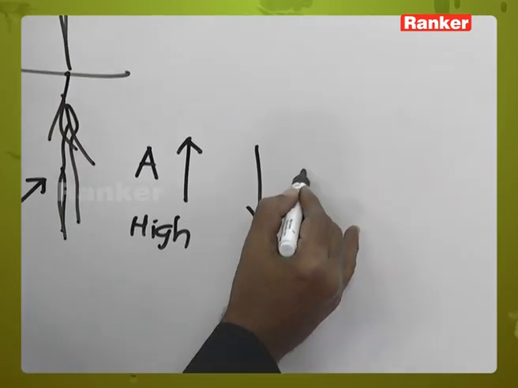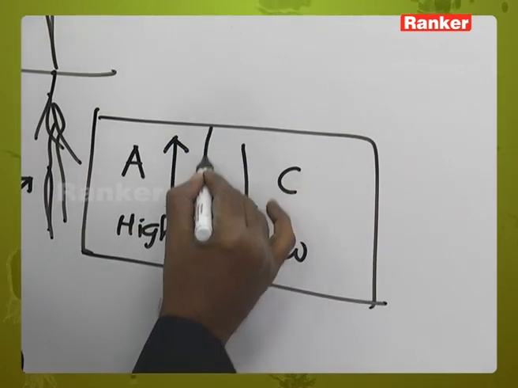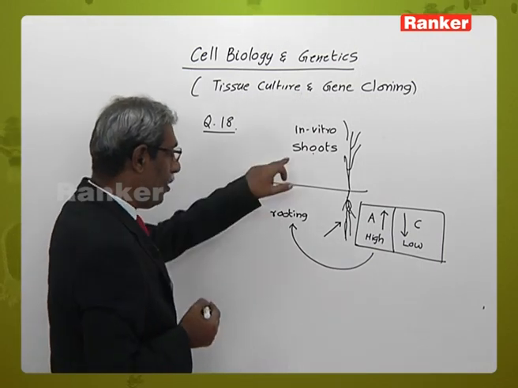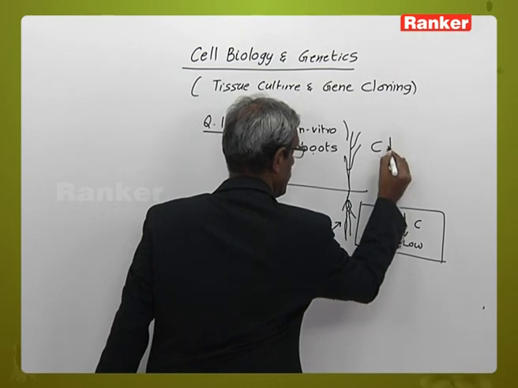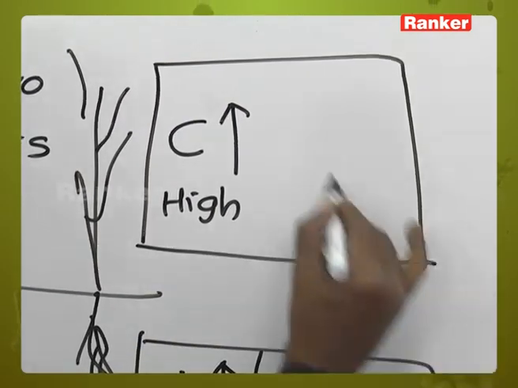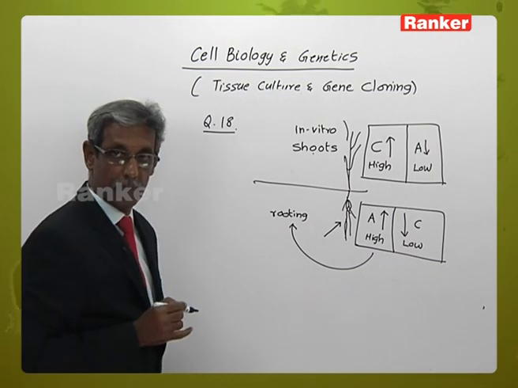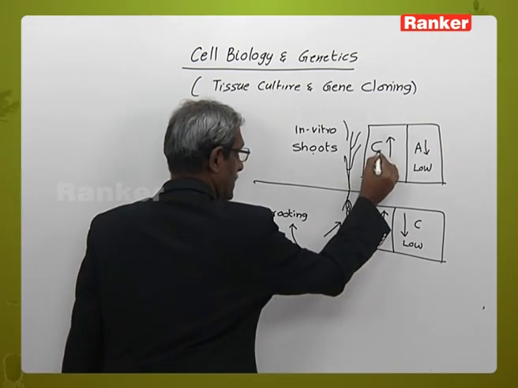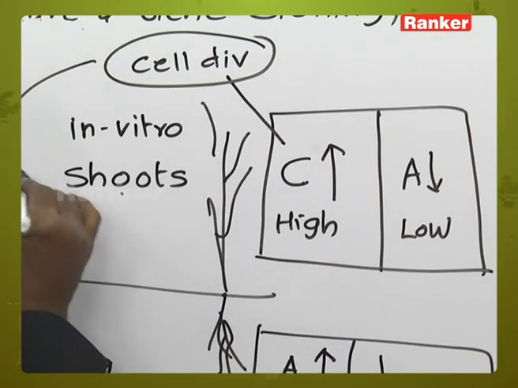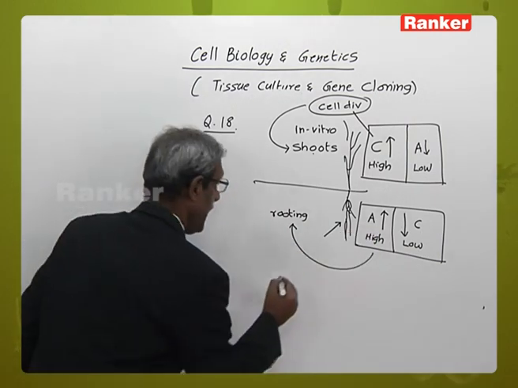and low cytokinin content results in rooting. Whereas, if we want shoots, high cytokinin content and low auxin content gives rise to shoots. So, it should always be remembered that cytokinins promote cell division. Because they promote cell division, it results in the formation of shoots. Whereas, when you take high auxin, auxins cause cell expansion.